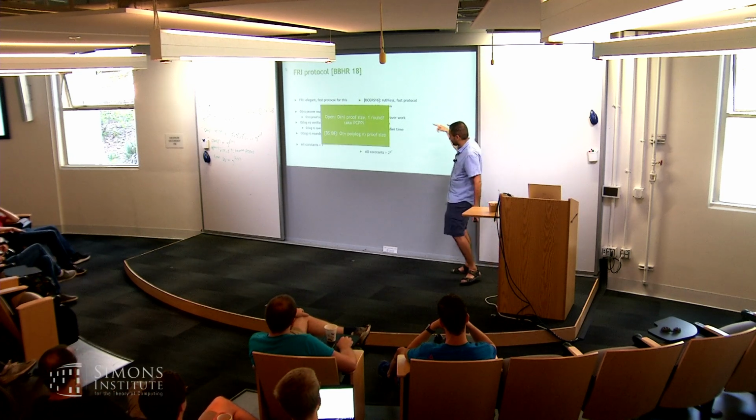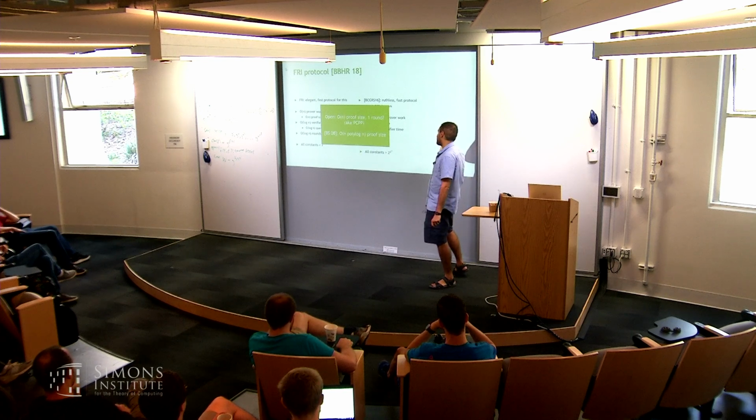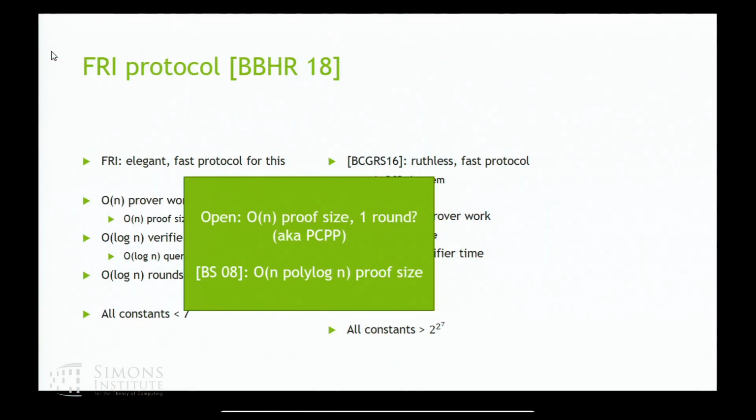Let me also mention, it's open whether you can do linear proof size in 1 round, namely a PCPP for this problem. It is known how to do an n polylog n proof size for this problem. This is by Ben-Sasson and Sudan. This was a very influential work. It was the first time univariate polynomials were really used. It lies underneath both the results I mentioned.